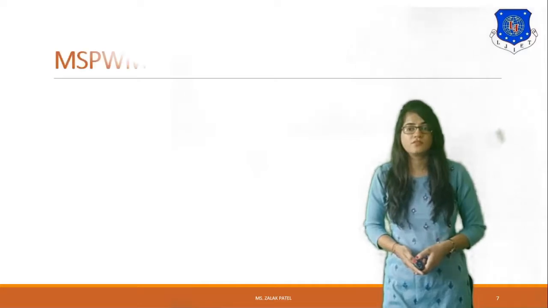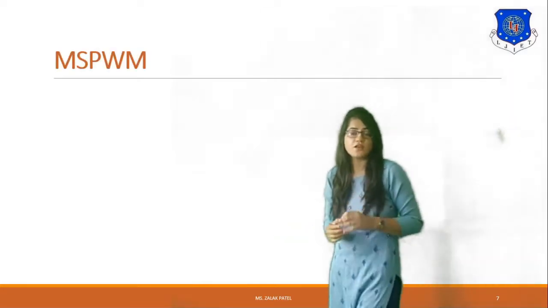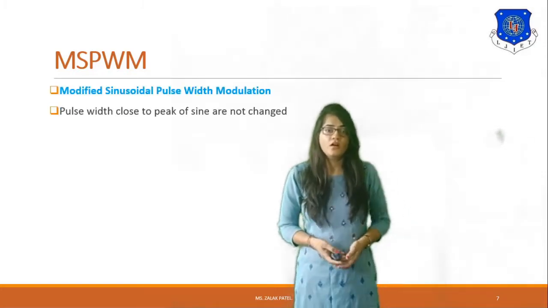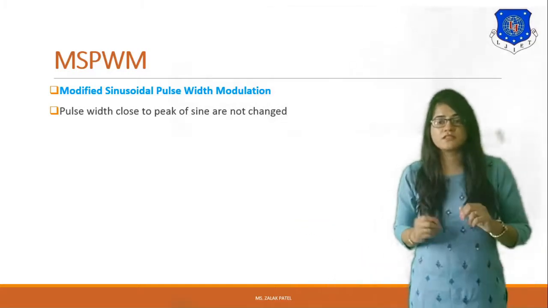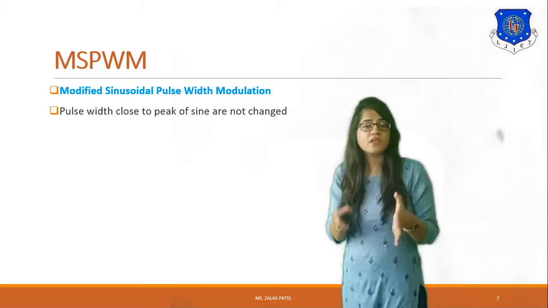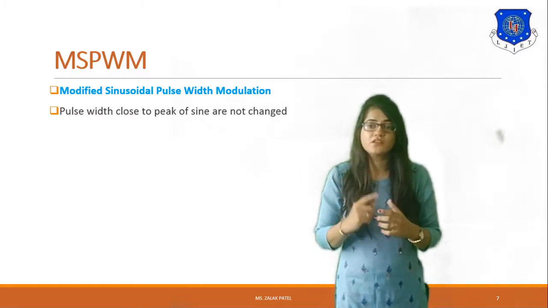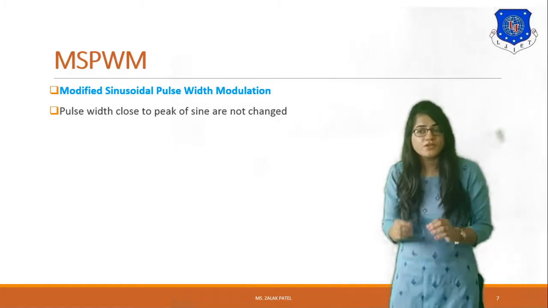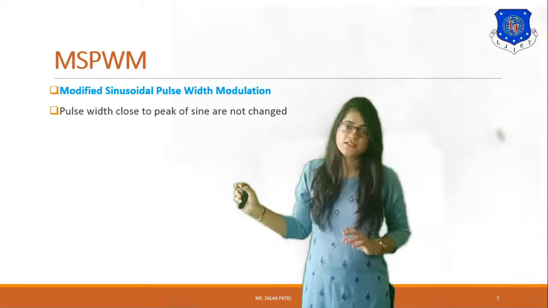Now the second one is the modified version of sinusoidal pulse width modulation. Here we take the case of the pulse width close to the peak of the sine. In this case, the pulse width for the middle portion of the sine, when the amplitude of the sine wave is maximum, is not changed.